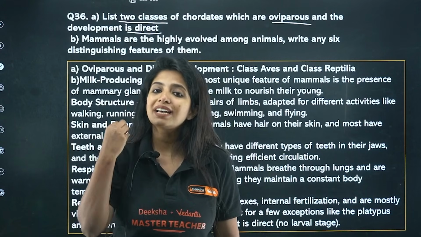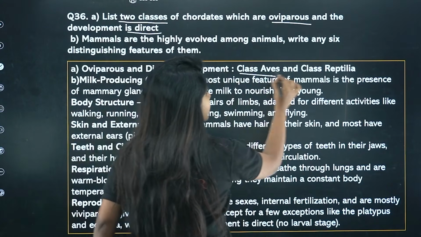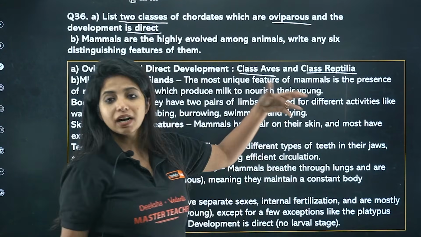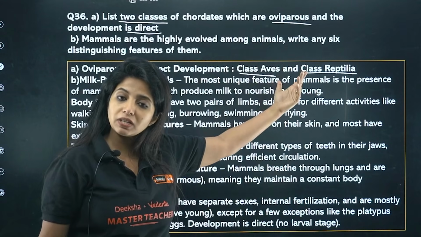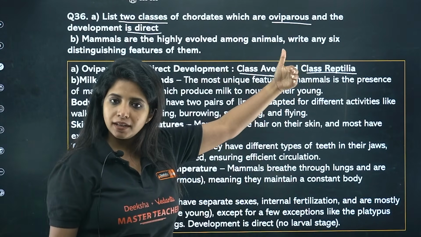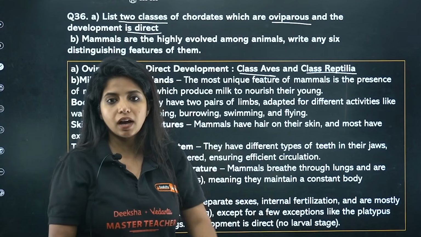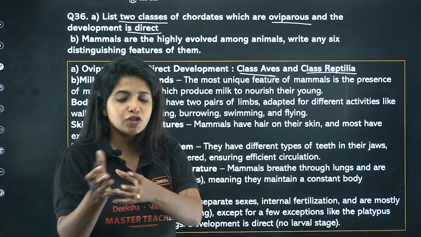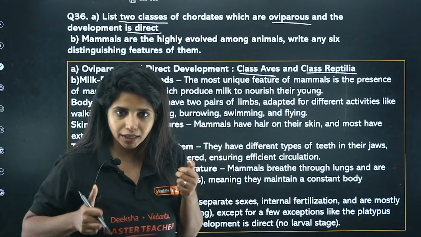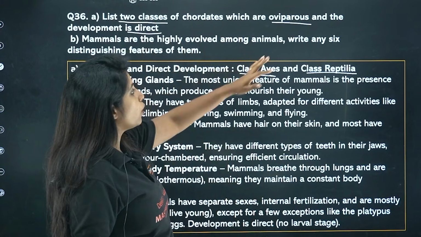Birds, you also call them aves. So class Aves and class Reptilia, where you have your lizard and things like that, show oviparous nature and also direct development. So birds also lay eggs, reptiles also lay eggs. Both of them, the eggs hatch and a young organism which is just similar to the parent is born, right? Done. Now, mammals are the highly evolved among animals, right?